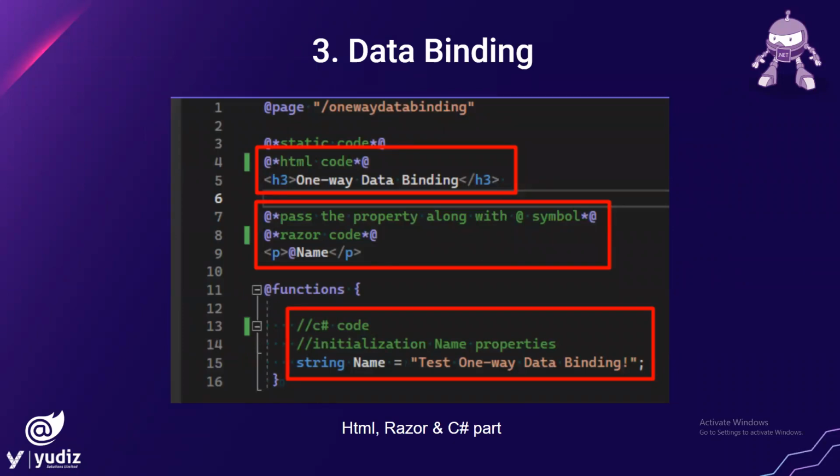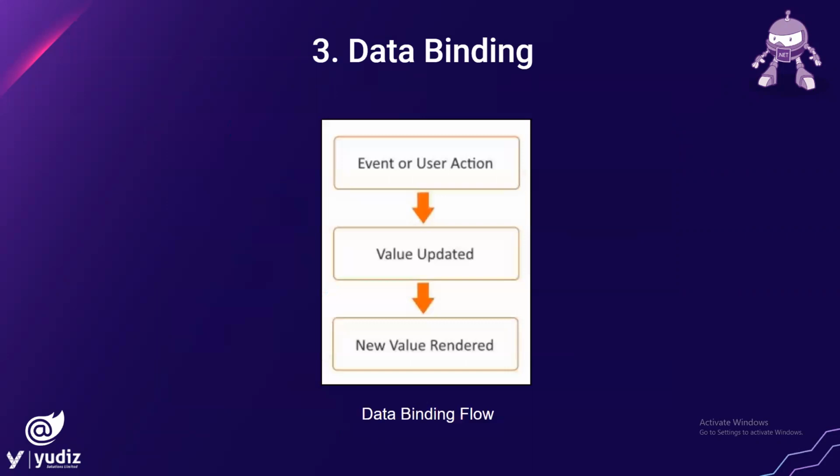Now go to the data binding flow. In this snippet, we have an event or user action. Like if I click any button, then the event will be triggered and the value will be updated, and then the new value will be rendered into the view part.